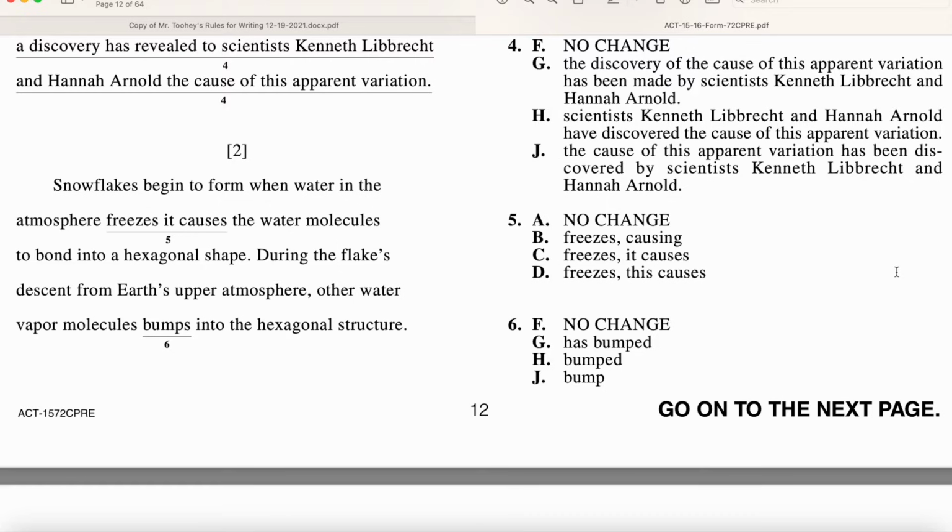Mind, a comma is just a brief pause. Yes, sir. I want to read C and D a little more accurately. Listen to how I think it should be read. Snowflakes begin to form when water in the atmosphere freezes. It causes the water molecules to bond into a hexagonal shape. Okay, it's just a little pause there.